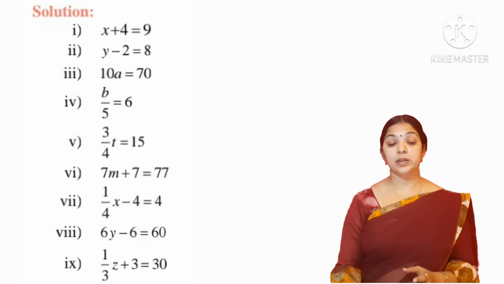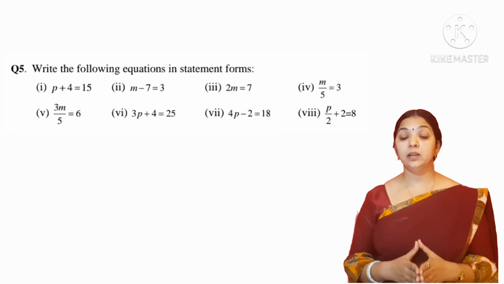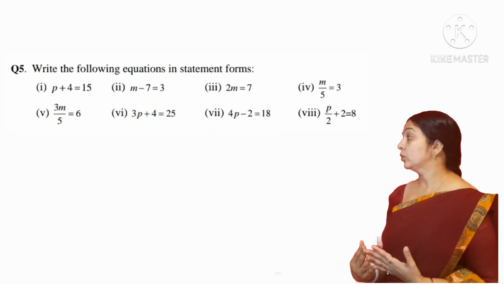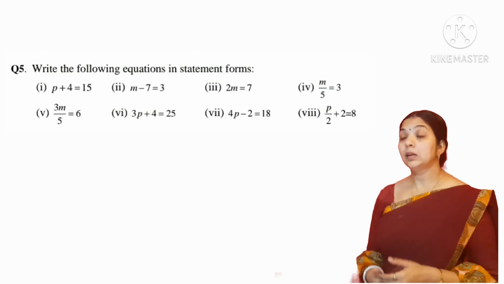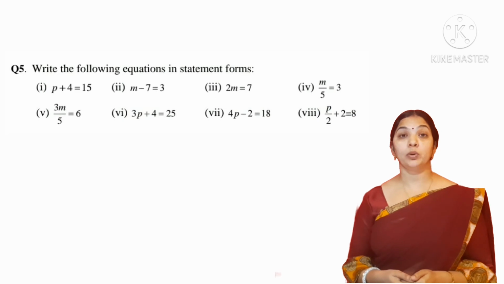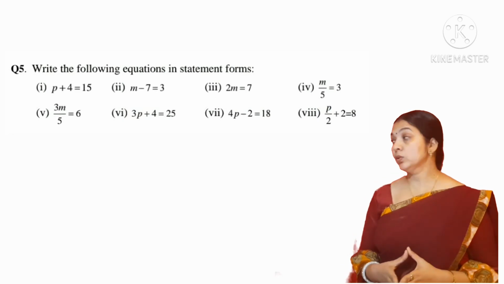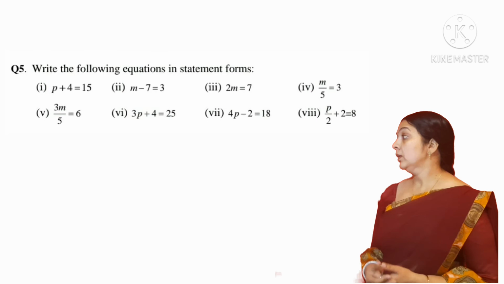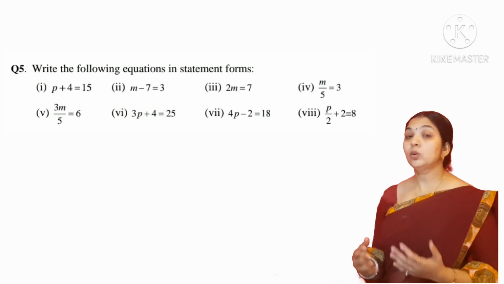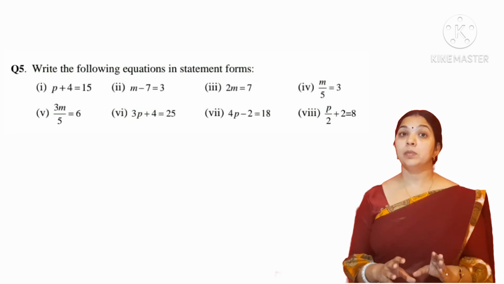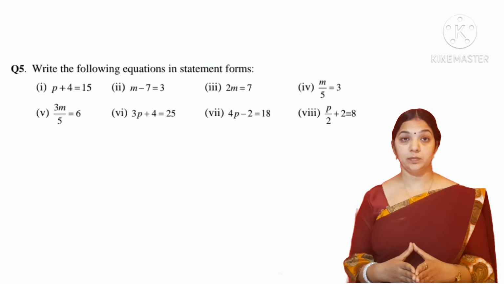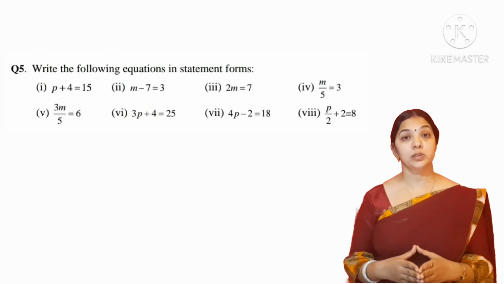The next question is question number 5. Write the following equation in statement forms. What you have to do? You have to form a statement regarding these equations. So the first one is p plus 4 is equal to 15. So what we can say, when 4 is added to p gives us 15. There could be different ways to say the same for the same equation. You can have different statements. So you can form your own statement also.